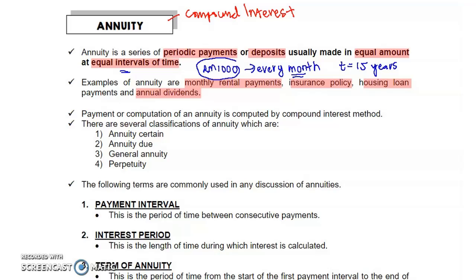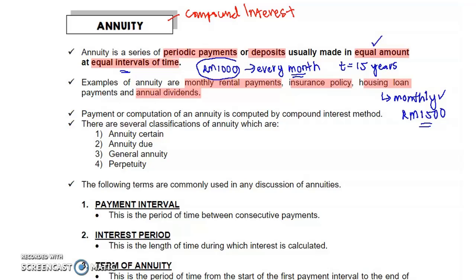Or maybe the example here, housing loan. Let's say every month as well, on a monthly basis, every month you pay, for example, 1,500 ringgit. Equal amount: for example, in January you pay 1,500 ringgit, February also you pay 1,500 ringgit, and so forth, at equal intervals of time.